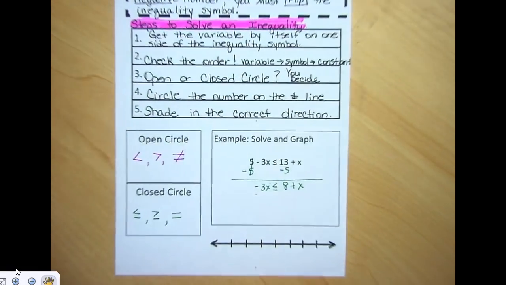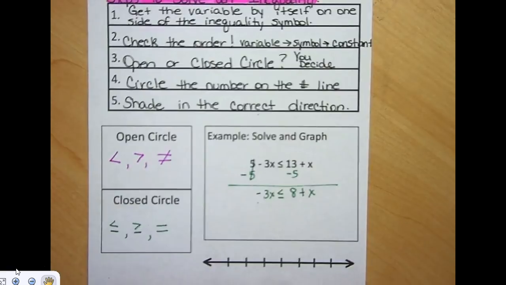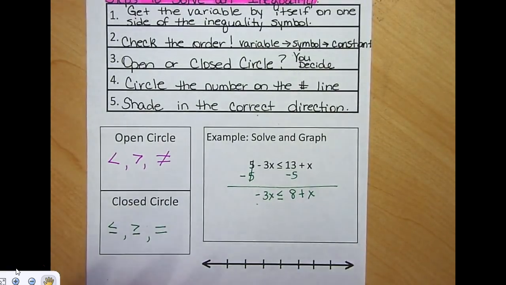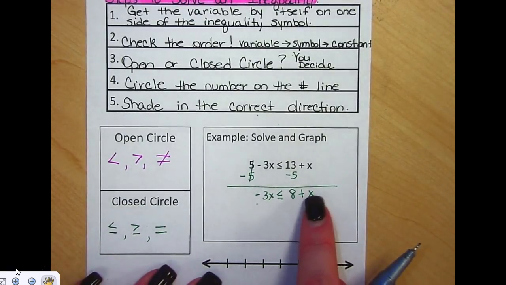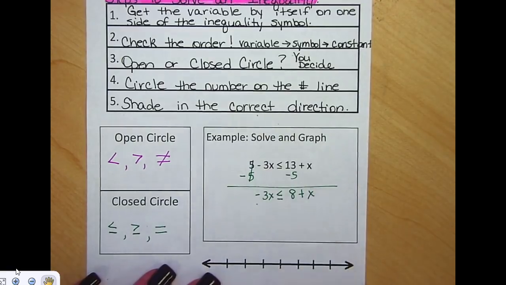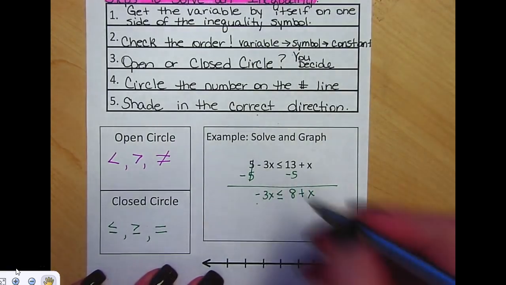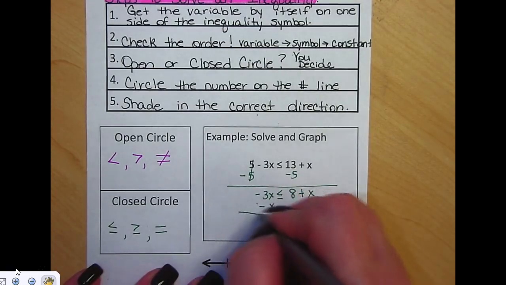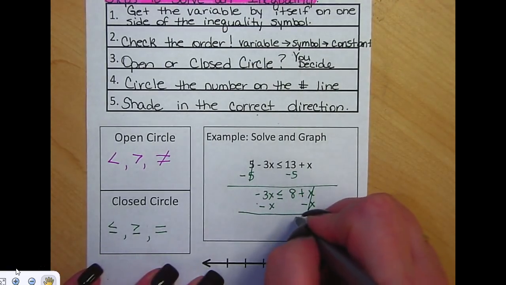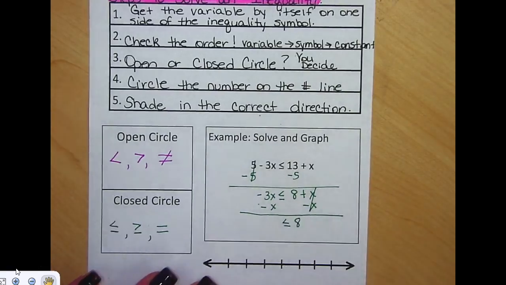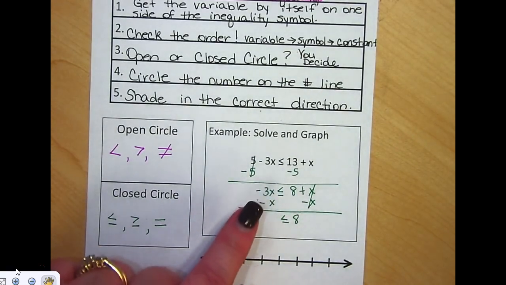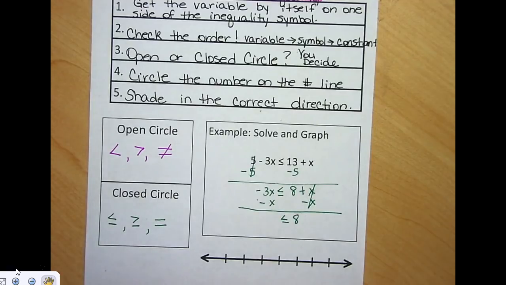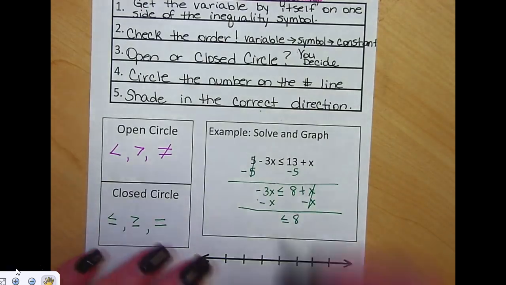Now what do you think we want to do? We have x's on both sides. Let's leave this constant here and let's get rid of this positive x. What's the opposite of a positive x? So let's subtract an x from here and subtract an x over here. If I have 3 negative x's and another negative x, negative 4x.